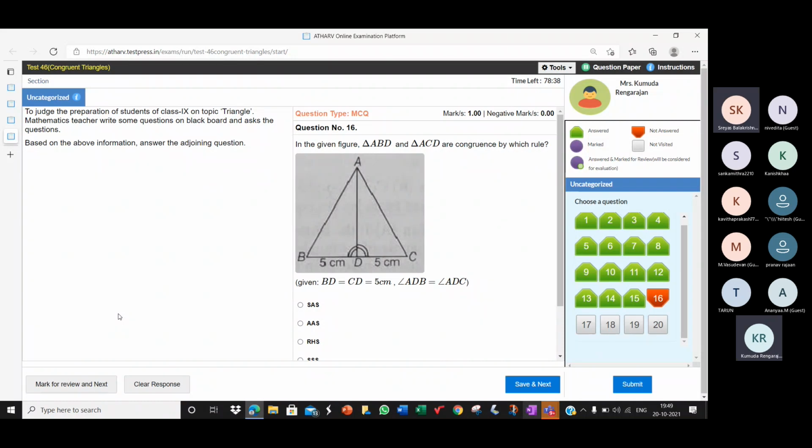Ma'am, first AD is equal to AD as it is the common side. BD is equal to CD as it is given, 5 centimeters. Angle ADB is equal to angle ADC, it is also given. Okay, so it was two sides and the included angle. SAS.